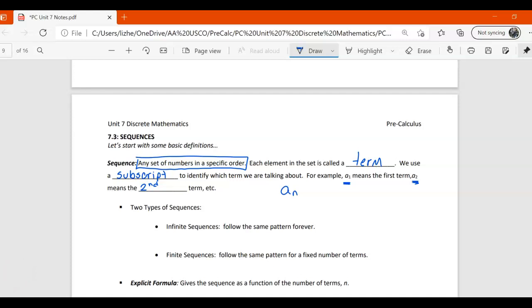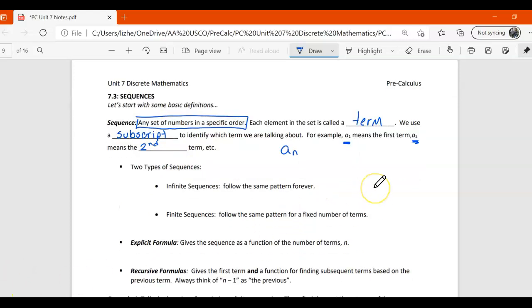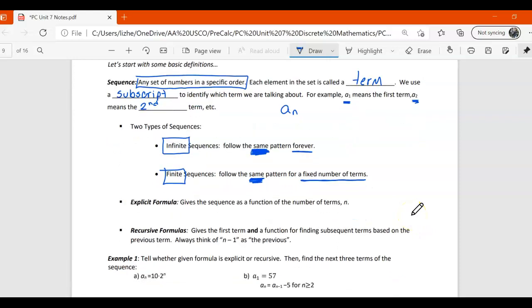Two types of sequences: infinite sequences. Infinite sequences follow the same pattern forever. Finite sequences follow the same pattern for a fixed number of terms. All right, and we have a couple ways we can represent these sequences.